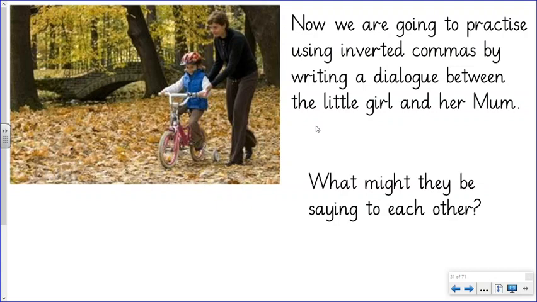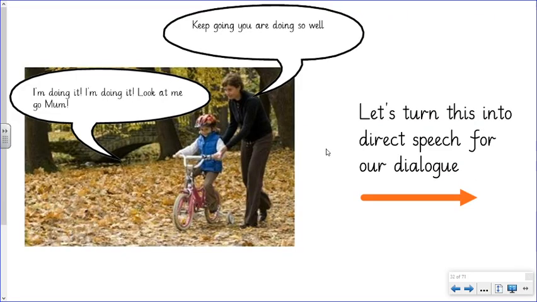So let's have a think about what the little girl and her mum might be saying to each other. Pause the video, have a look at the picture and think about what they might be saying. So I've added some speech bubbles here to show some of my ideas about what they might be saying. So for the little girl, I've put, "I'm doing it, look at me go, Mum." And then her mum's replied with, "Keep going, you are doing so well." But we need this to be direct speech for our dialogue. So let's rewrite these speech bubbles as direct speech.